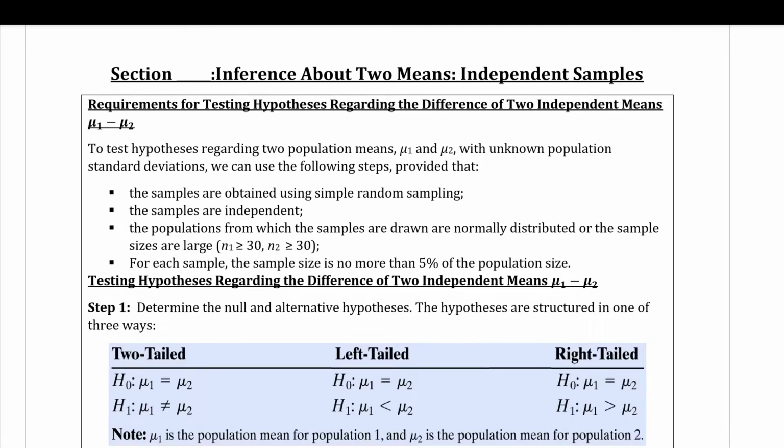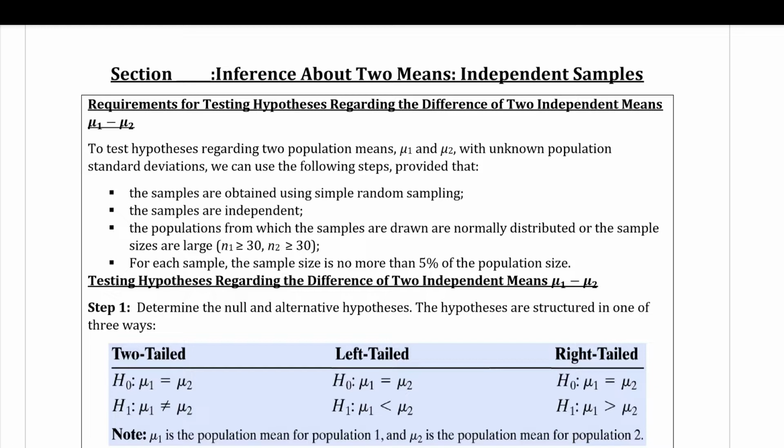In this section, we're going to talk about inference about two means from independent samples. So this is just hypothesis testing on two different means. So we can go straight into the 6 steps here. And of course, there's always conditions that need to be met before you start these 6 steps.